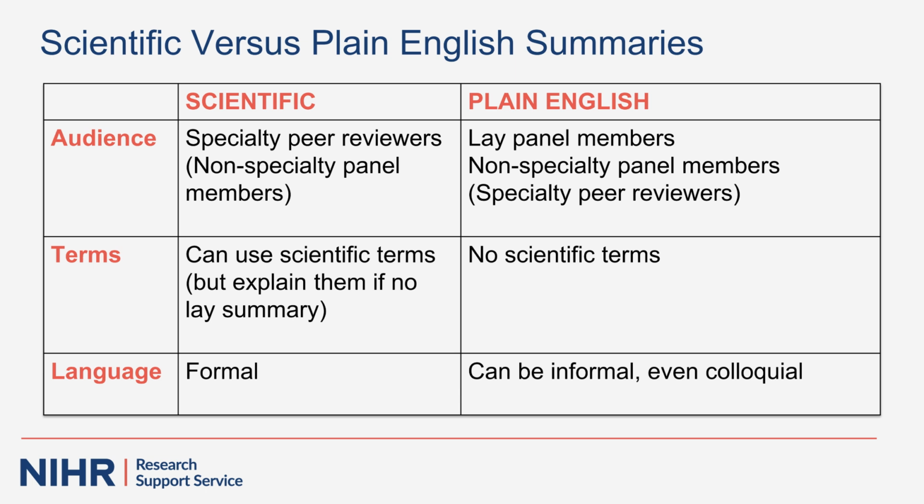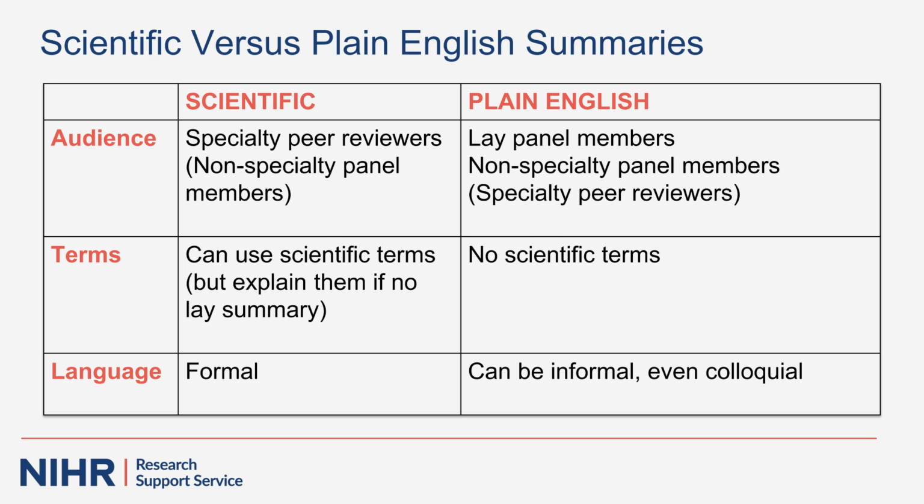That's not strictly true. It's there also for non-specialty panel members, for those with a general scientific knowledge, but who really don't know anything about the area. And I've put specialist peer reviewers in brackets because of course they do use it as well. It orientates them. In terms of what you can say, well, you can use scientific terms in the scientific abstract, but do explain them, especially if there's no lay summary. And in the plain English summary or the lay summary, there shouldn't be any scientific terms.